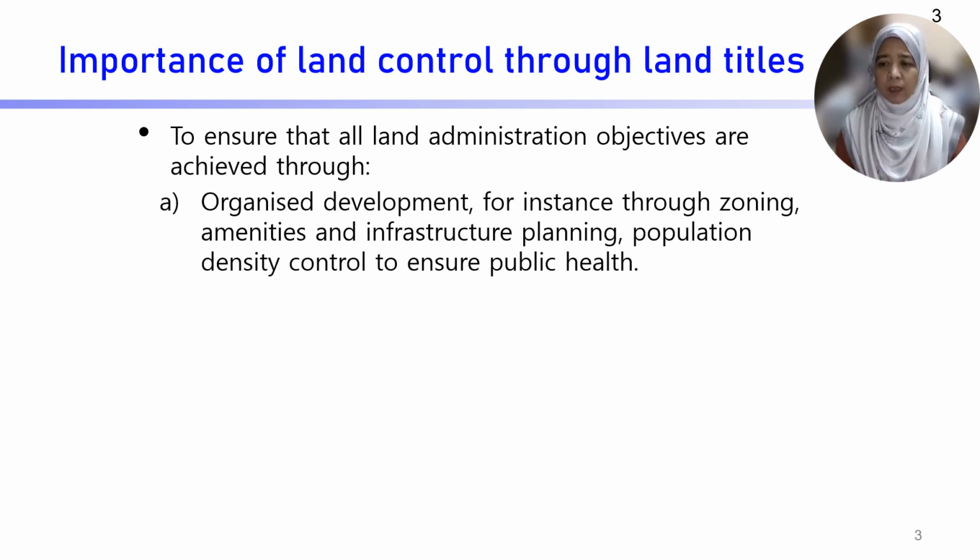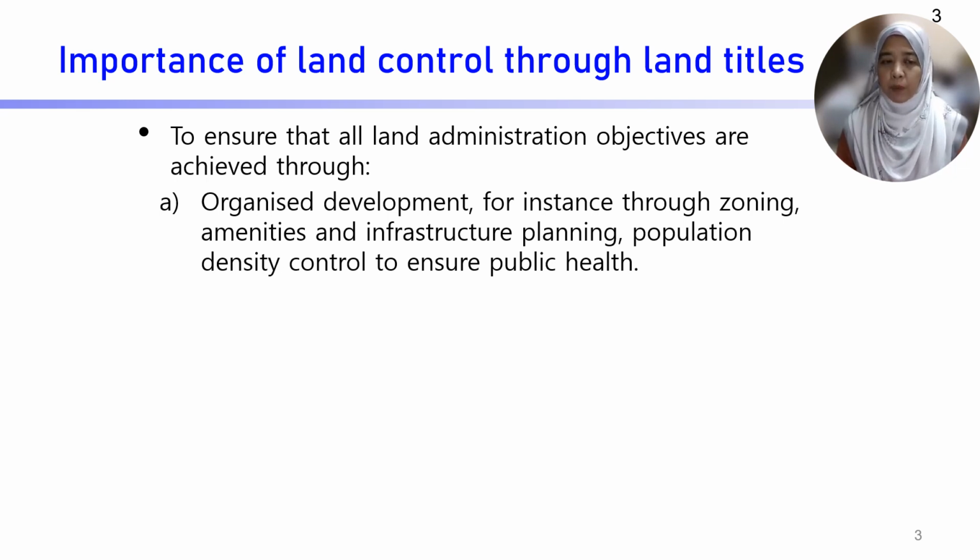So through zoning, through planning of amenities and infrastructure, for instance, by specifying that if you want to develop in this area, you have to reserve a certain portion of your land as open area, or you have to reserve some part of your land as a children's playground, or places of worship, for instance. That's for the well-being of the occupants in that area.